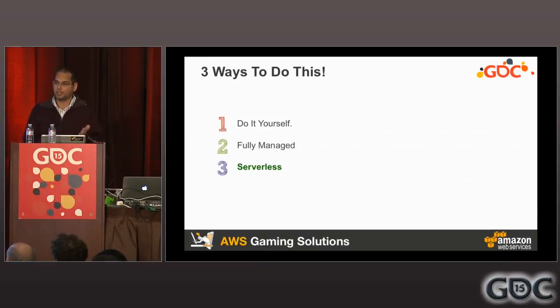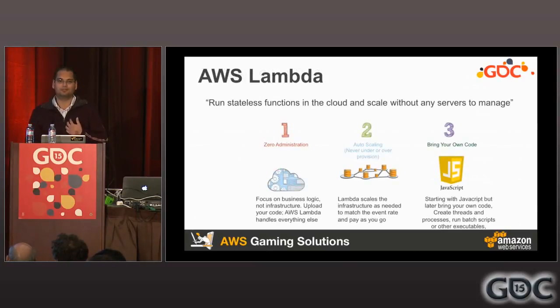Or you can go serverless, which hurts me because I'm a back-end engineer, and so I have to learn this new paradigm. And I want to talk a little bit about Lambda. We just announced Lambda at last year's re:Invent, and what Lambda does is it allows you to run stateless cloud functions in the cloud. What that means is you just write your code, and you give that code to Lambda, and Lambda manages the execution of that code for you.